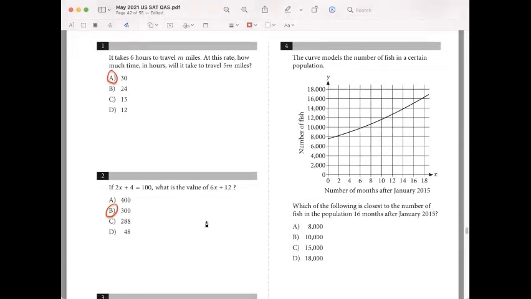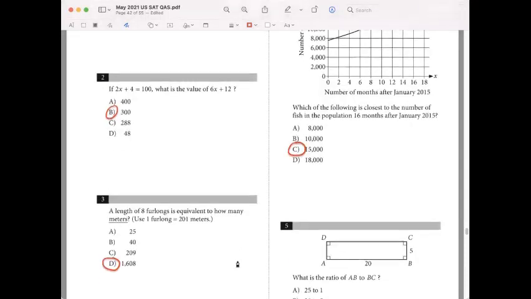Okay. Question 4. The curve models the number of fish in a certain population. Which of the following is closest to the number of fish in the population 16 months after January 2015? So we see that 16 months after January 2015, the value is here, which is about 15,000 if you see the graph. So the best answer is option C.